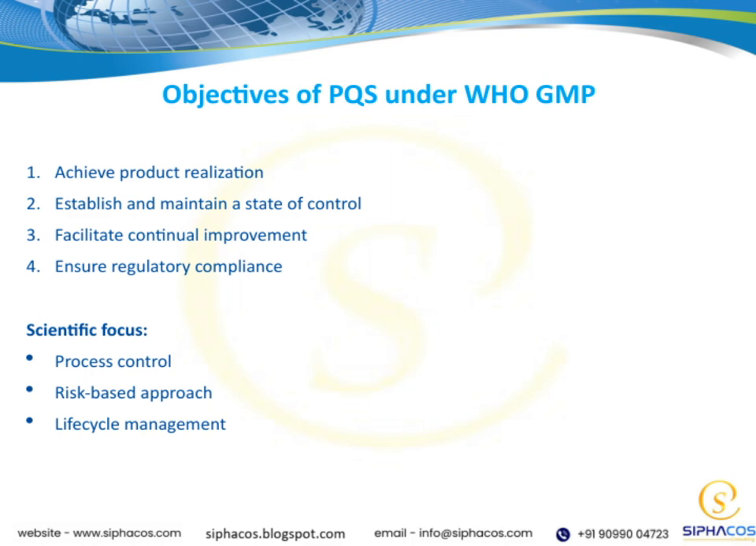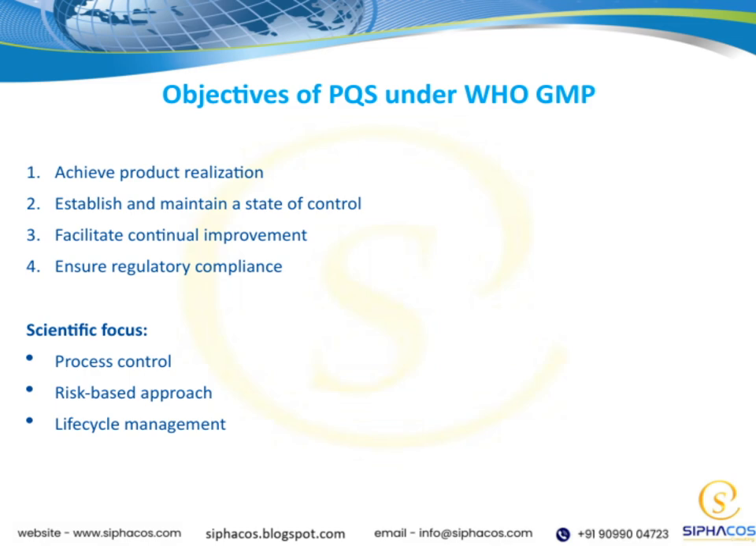First, the goal is to achieve product realization, which means ensuring that the products are designed, developed, and manufactured to meet quality standards and fulfill customer needs. This is the foundation of delivering safe and effective medicines. Next, establishing and maintaining a state of control is crucial. This involves implementing robust processes and monitoring systems to consistently produce quality products without deviations. It's about creating a stable environment where quality is built into every step.